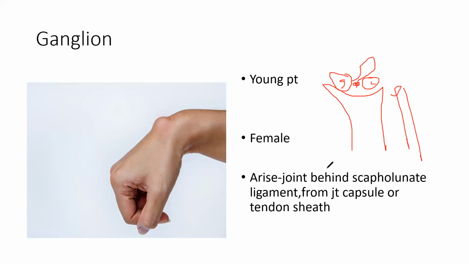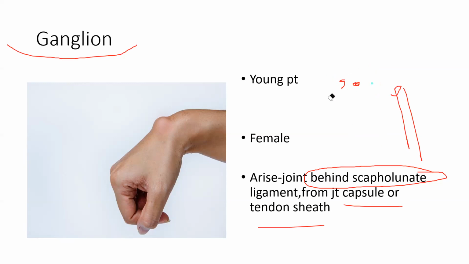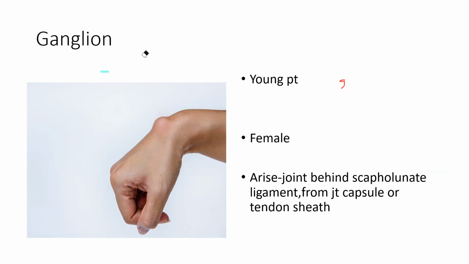So behind the scapholunate ligament, a growth arises from the capsule. This is known as ganglion. It can be from the capsule, ligament or sheath. You never know where it is coming from, but the area is behind the scapholunate, behind the wrist. So they call it ganglion.